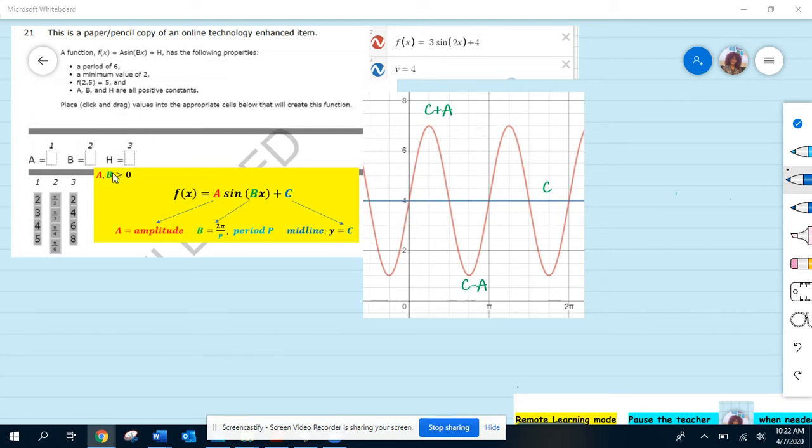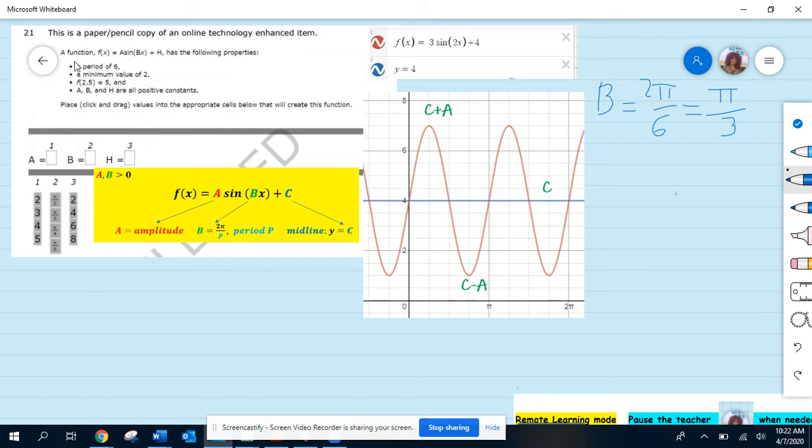So let's reinforce a bit the formula. The general formula states that A is for amplitude, B is calculated using this formula where P is the period, and we have the midline C. We will start first, of course, with the formula of B because we have the period 6, so we just plug in 6, and after we simplify by 2, we have B.